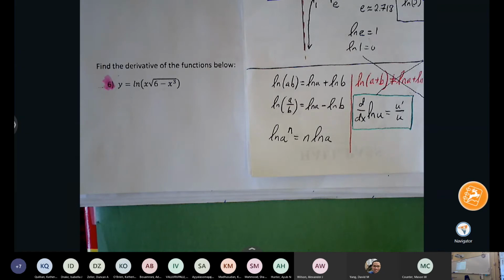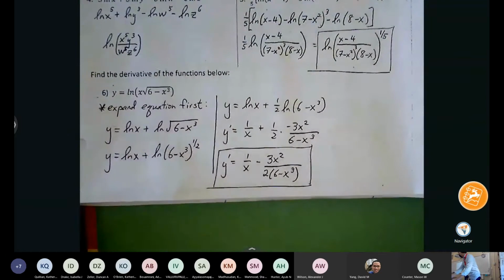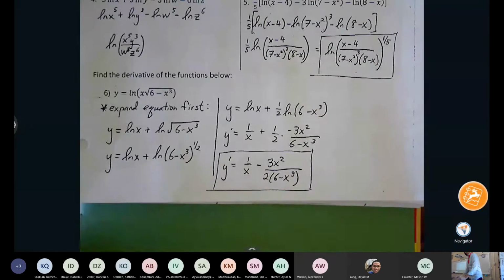Okay, your steps look pretty good. Let me share the work here. All right, so expand first, right? If you're in the middle of a messy derivative rule, and it's a natural log problem, that means we didn't go far enough with our expansion.